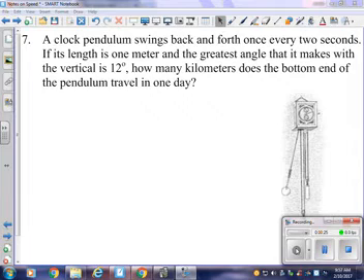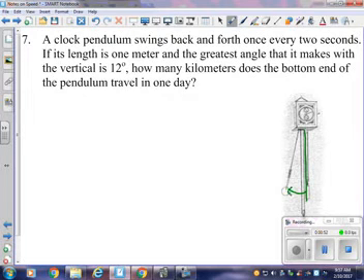So the clock pendulum problem, we kind of looked at this already before, but this one's just going to twist it slightly. If it swings back and forth once every 2 seconds, then it swings out for 1 second, right? And if its length is 1 meter, the greatest angle that it can move from the vertical is 12 degrees, meaning that it can move 12 this way, or it can move 12 this way. And that whole thing is 1 swing. So 24 degrees is 1 swing. Does everybody understand?